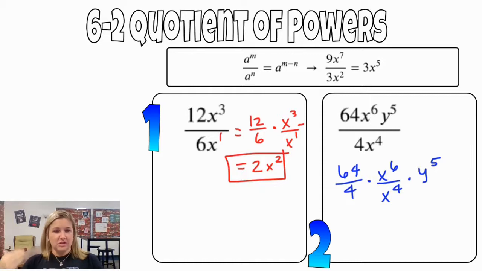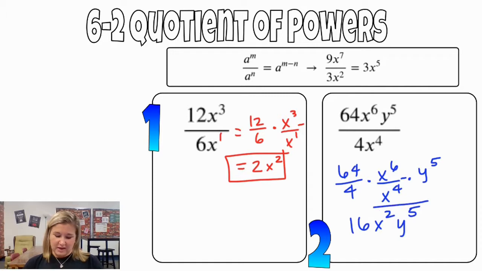So again, just showing you a little different scenario there. So I'm still going to divide the coefficients. So 64 divided by 4 is 16, and then I'm going to subtract the exponents. So I have 6 minus 4, which is 2, and then y to the 5th. So that y to the 5th doesn't go away. It's still hanging out, okay? And then that's a simplified form. Again, these don't look nearly as pretty as you might want them to.